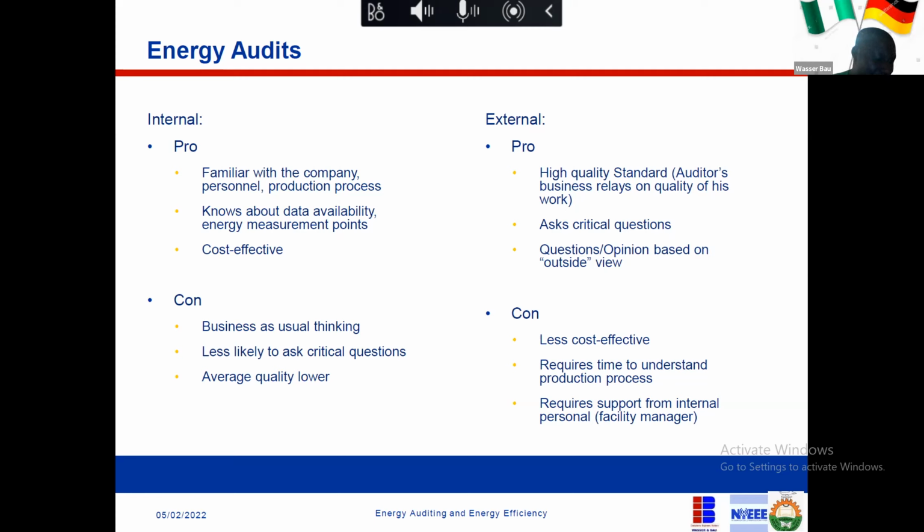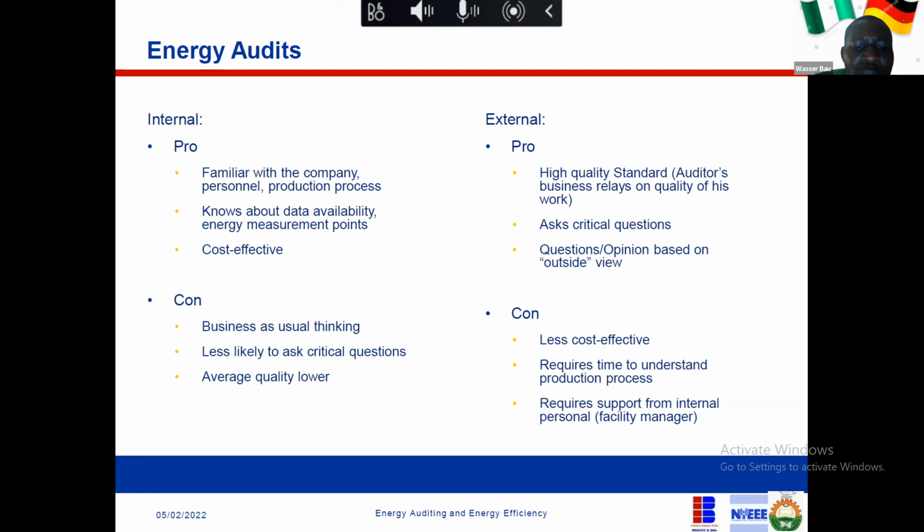Then let's look at the external persons. For the external, number one, you're going to have a high quality job. Number two, you're going to ask critical questions. And it's because of the critical questions you're asking that you are going to have high quality work.